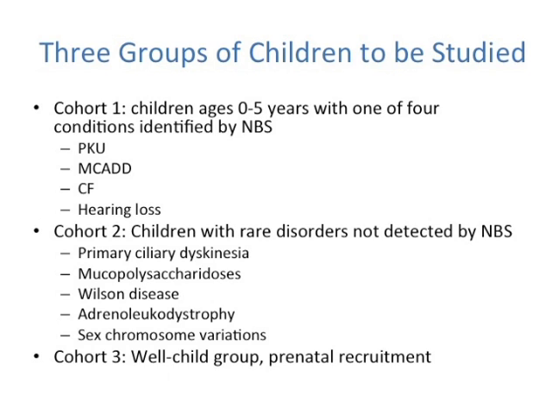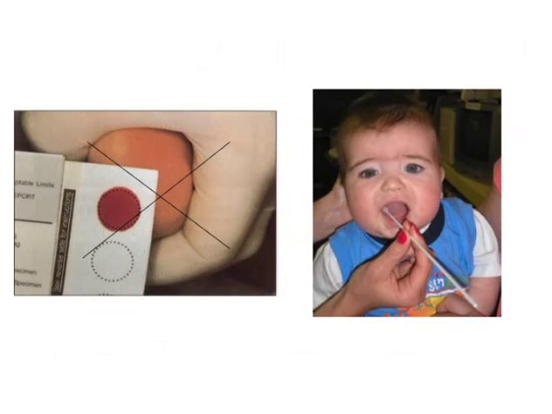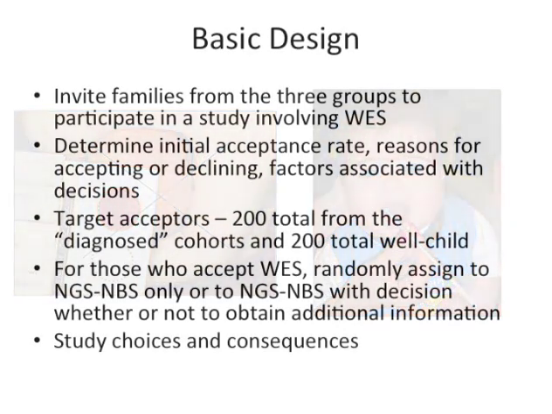And then we also are studying a group of well children whose moms will be recruited during their pregnancies, and we're interested in looking at the uptake of wanting to have this testing done on children who are otherwise hopefully a healthy group. We're hoping to be able to do the analysis from saliva samples from infants instead of having to get blood samples from them. And we'll invite families to participate. We'll have 200 in the diagnosed group and 200 in the well-child group.